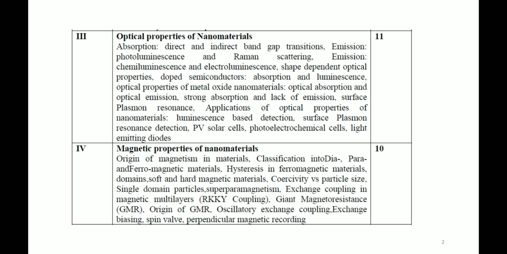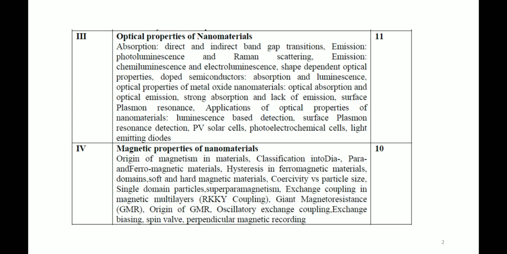So applications of optical properties of nanomaterials, that is luminescence based detection. Okay, so we are going to see several applications which belong to surface plasmon resonance, solar cells, photoelectrochemical cells, light emitting diodes. So these are a few of the examples which we are trying to understand under the optical properties of nanomaterials. The last chapter belongs to the magnetic properties of nanomaterials.